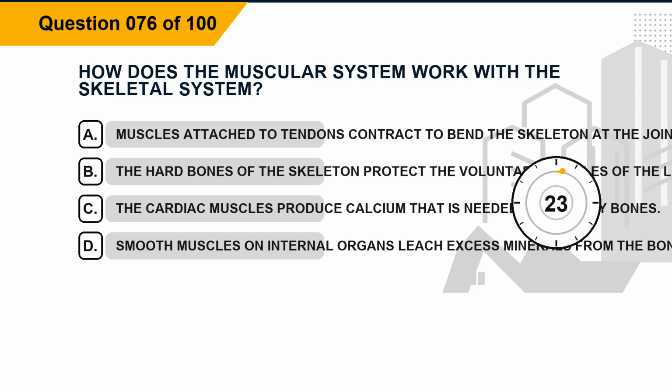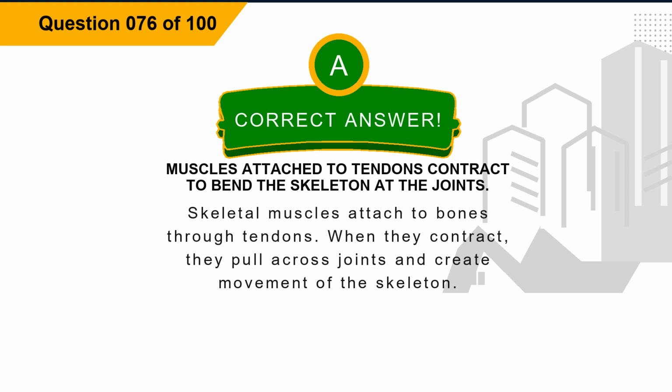Question 76. How does the muscular system work with the skeletal system? Option A, muscles attached to tendons contract to bend the skeleton at the joints. Option B, the hard bones of the skeleton protect the voluntary muscles of the limbs. Option C, the cardiac muscles produce calcium that is needed for sturdy bones. Option D, smooth muscles on internal organs leach excess minerals from the bones. The correct answer is option A, muscles attached to tendons contract to bend the skeleton at the joints.